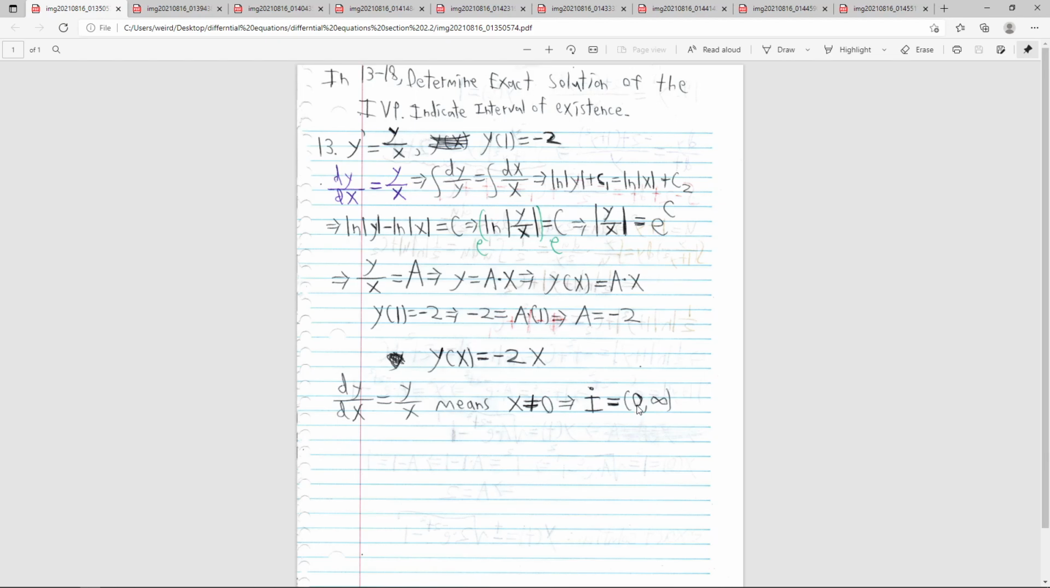It has to be greater than 0, basically, because we have to include x equals 1. So we'll take the positive numbers, all the positive numbers instead of the negative side, because it has to include the point y of 1 equals negative 2. So the point is the two coordinates, x equals 1, y equals negative 2. And this involves the x values.